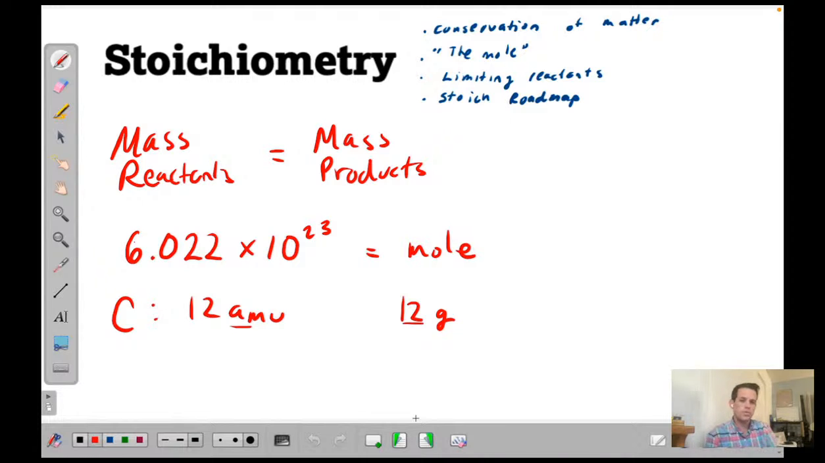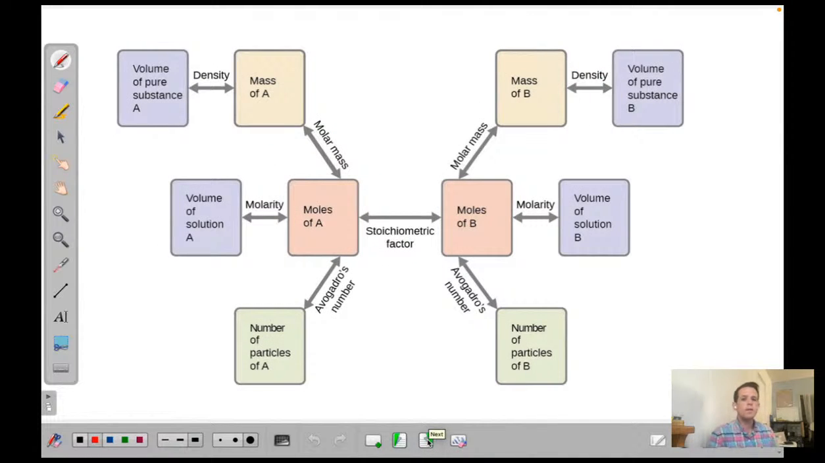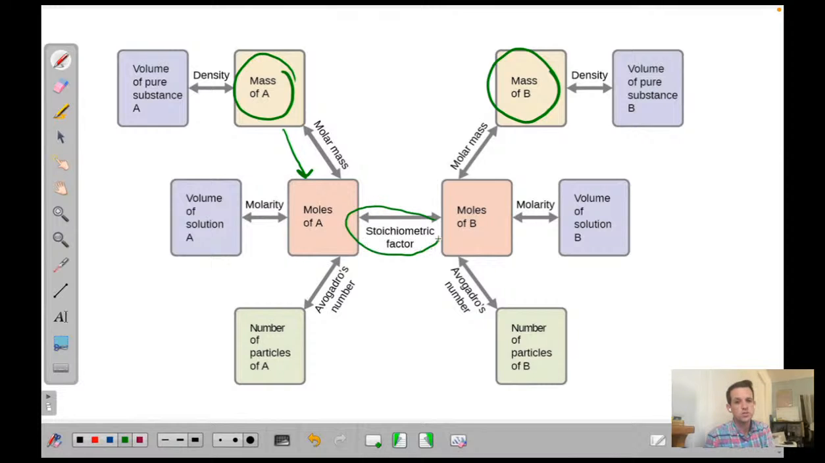Okay, here's a little roadmap that helps you connect all the ideas. If you are still struggling with stoichiometry at this point, and you get it sometimes but not at other times, using a little map like this at first can be really helpful. So let's say we had the mass of something reacting and we wanted to know the mass of another product. Well, we can convert our mass to moles using the molar mass, and then we can convert moles to moles using the stoichiometric factor, which is based on the balanced equation. And then now we'll have moles of B, and we can use that to convert to mass of B.